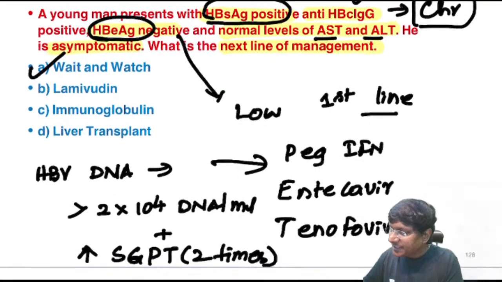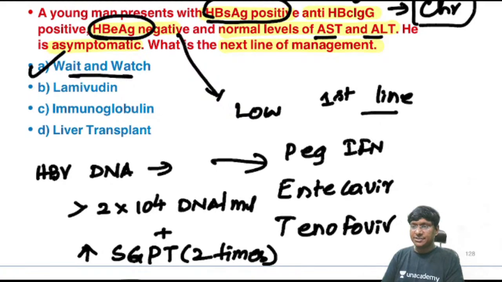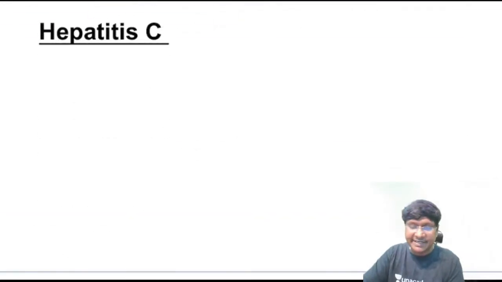So in our patient, AST and ALT are normal and DNA copies have not been mentioned. So don't start any antiviral drug in this patient. You have to just wait and watch in this patient. Antiviral drugs are not indicated, right? Then quick revision of hepatitis C.